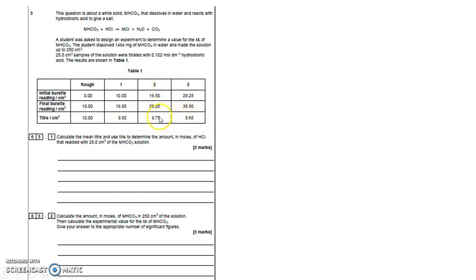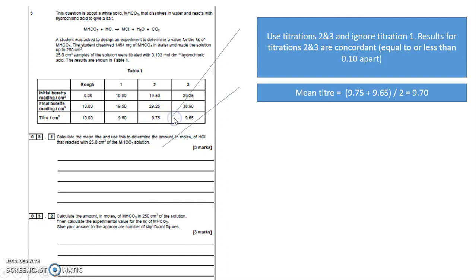We hope that titrations 2 and 3 are within 0.10 centimetre cubed of each other, and yes they are. If you take 9.75 take away 9.65, it's 0.10. So these two are the two to use. We call those concordant results. Concordant means the two values are less than or equal to 0.10 centimetre cubed apart. So we're using titrations 2 and 3.